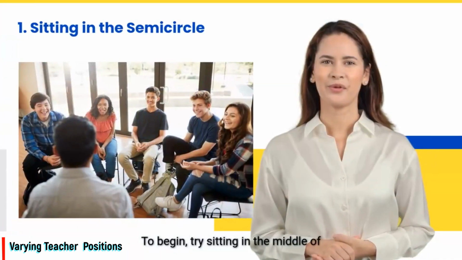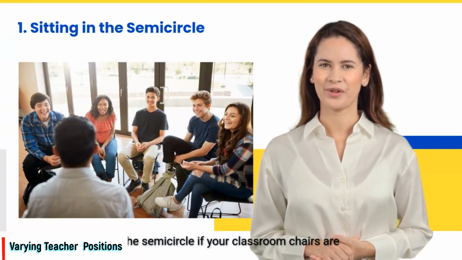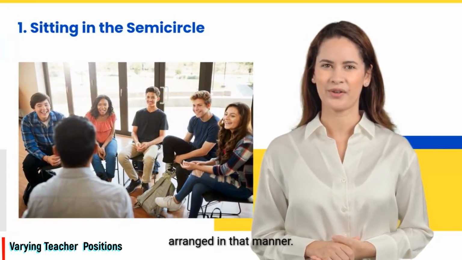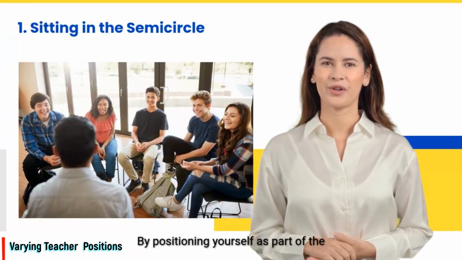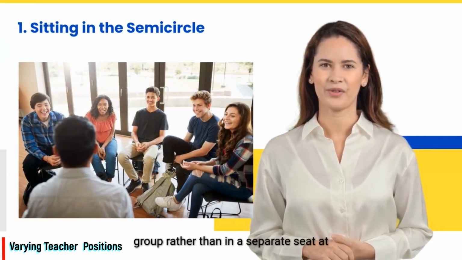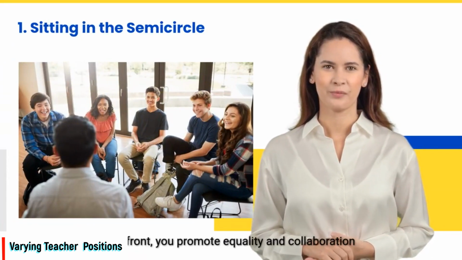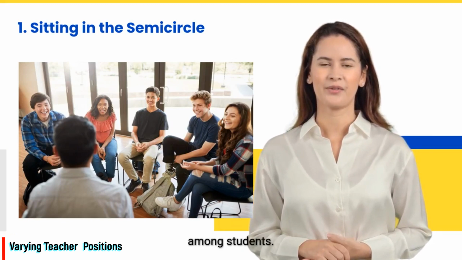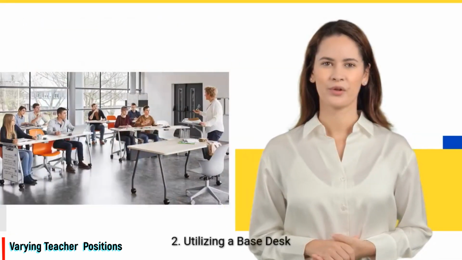To begin, try sitting in the middle of the semicircle if your classroom chairs are arranged in that manner. By positioning yourself as part of the group rather than in a separate seat at the front, you promote equality and collaboration among students.